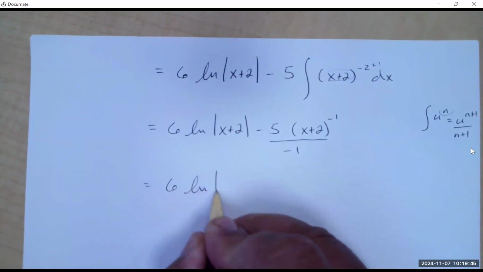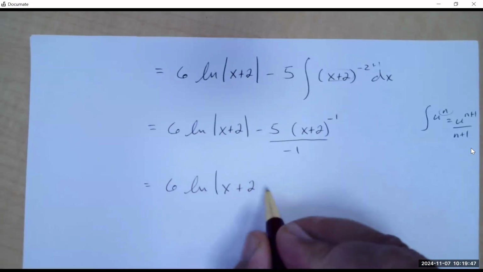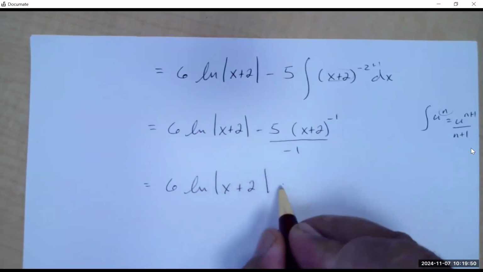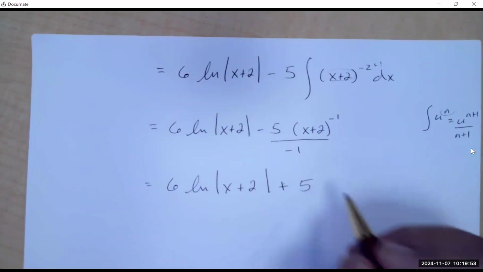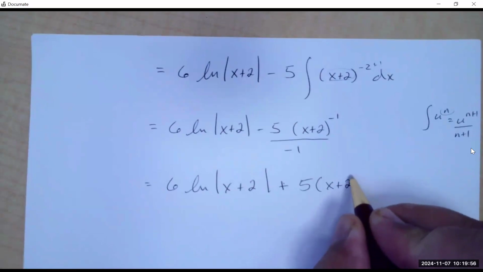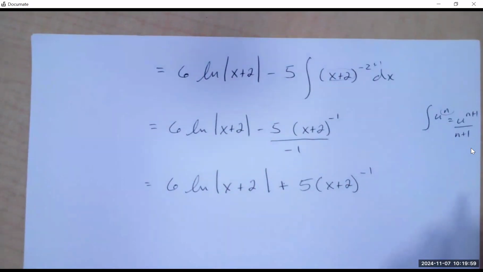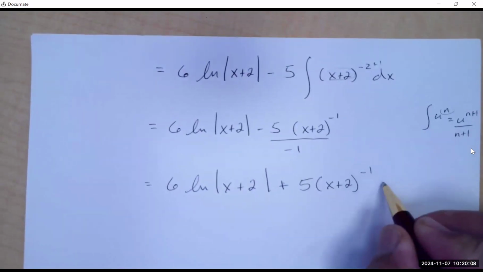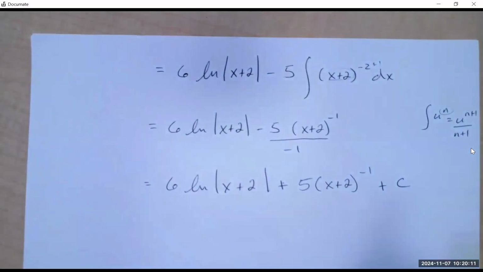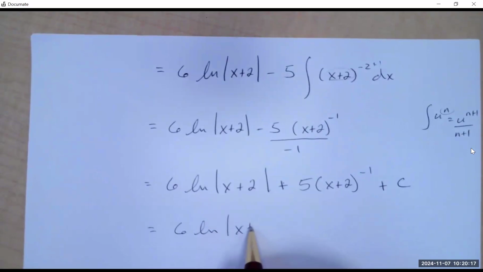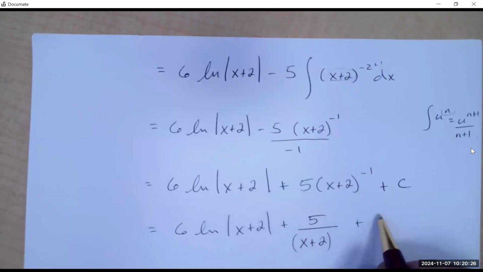Six ln x plus 2. The negative makes it a positive. 5 times x plus 2 to the power -1. What are we missing? Plus c. Very good. Because these are all indefinite integrals, we need to have that constant. So our final answer is that.